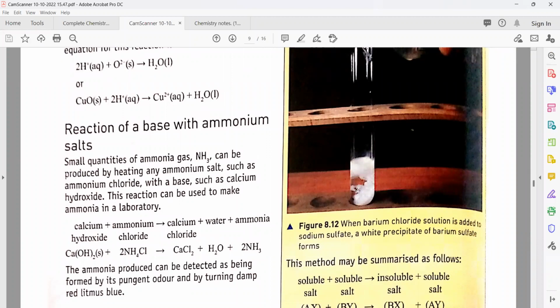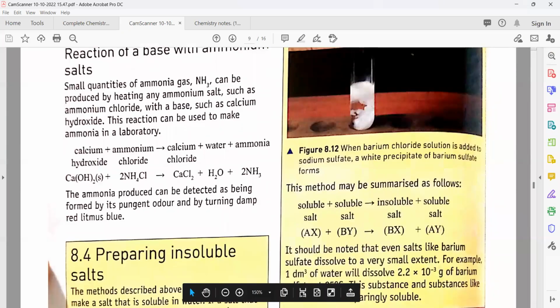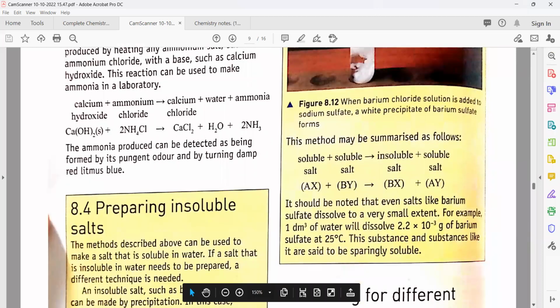So this method may be summarized as follows. You can see here the method shows a soluble salt, an insoluble salt, and a soluble salt. So when you use two types, you can get a third type that is insoluble.